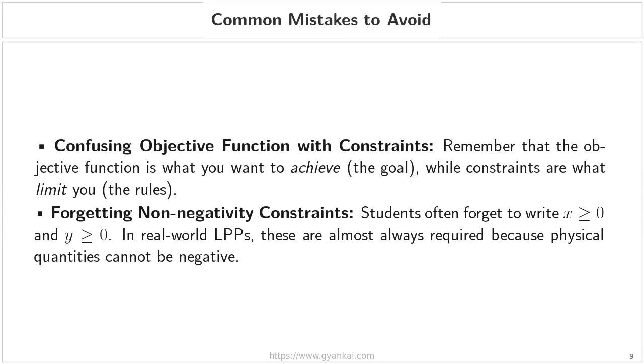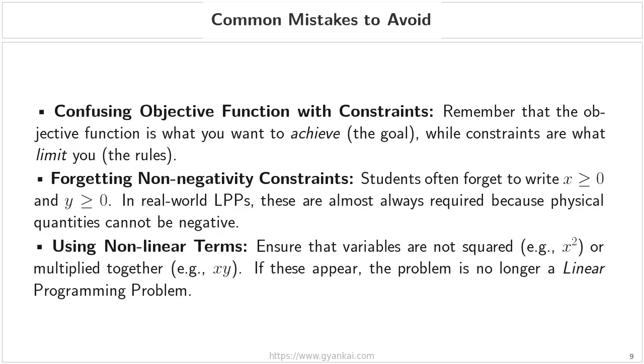Second, a very frequent mistake is forgetting the non-negativity constraints. When you are writing down your mathematical model, don't just stop after the inequalities for your resources. You must always include x is greater than or equal to 0 and y is greater than or equal to 0. In the real-world scenarios we've discussed, like producing chairs or cakes, it is physically impossible to have a negative quantity. Always include these to ensure your model is logically sound.